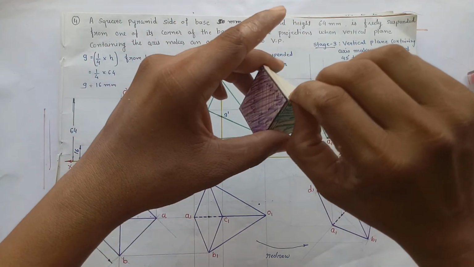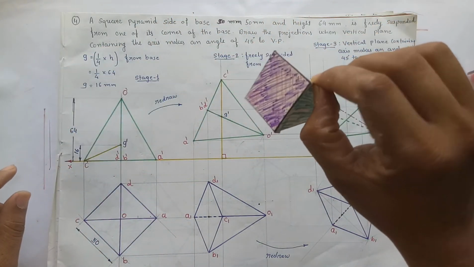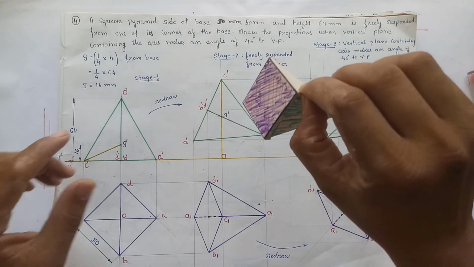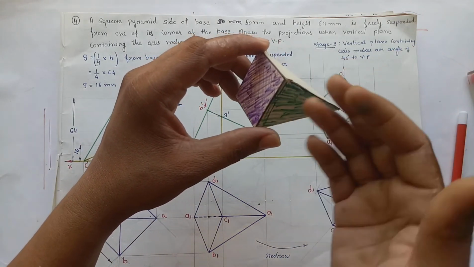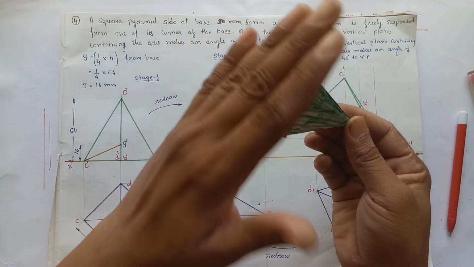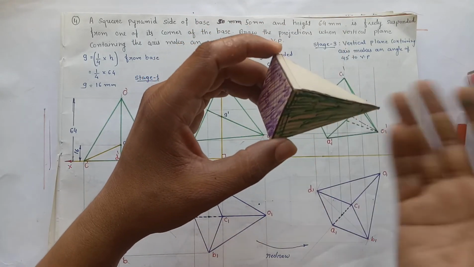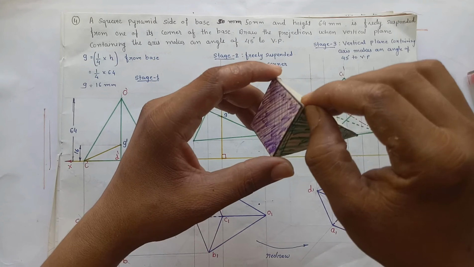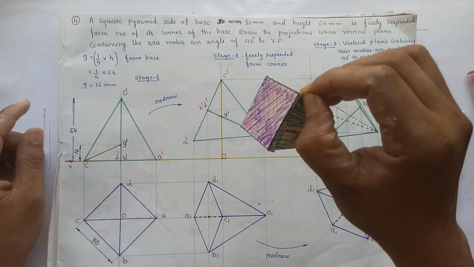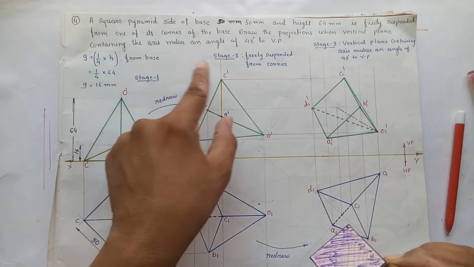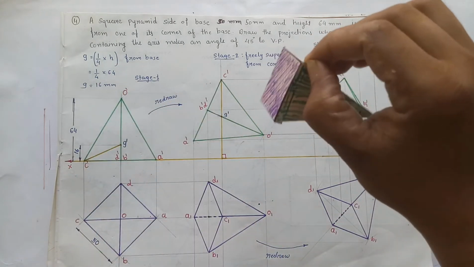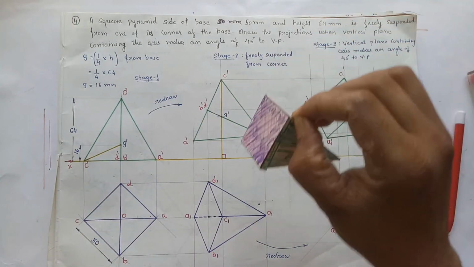freely suspended. So if the pyramid is going to be freely suspended, we cannot assume any angle, the angle of the base, the angle of the axis or the angle of the slant edge. We cannot assume it, and we cannot also find it. So it is a little bit typical to copy this figure over here in the second step, in which we have to show the condition of freely suspended.